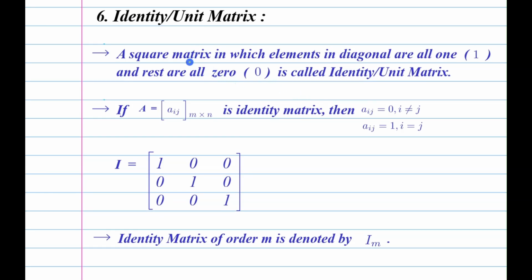Next, identity or unit matrix. A square matrix in which all diagonal elements are 1 and the rest are all 0 is an identity or unit matrix. That is, aij equals 0 when i not equal to j, and aij equals 1 when i equals j. Example. An identity matrix of order m is denoted by I m.